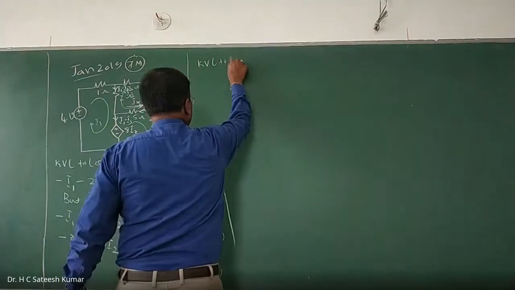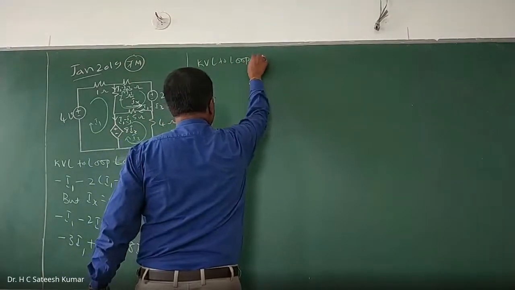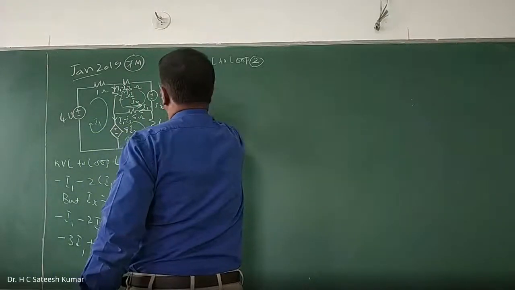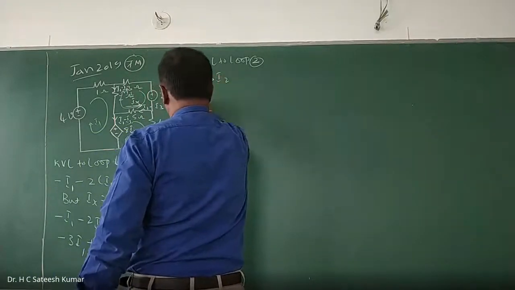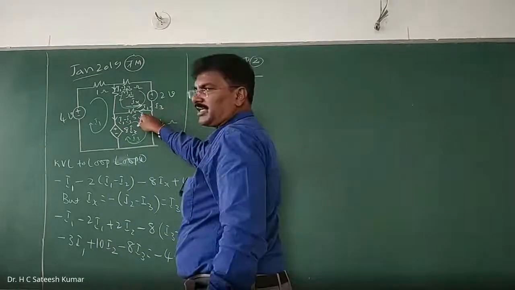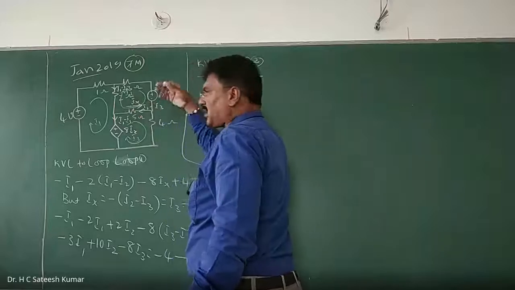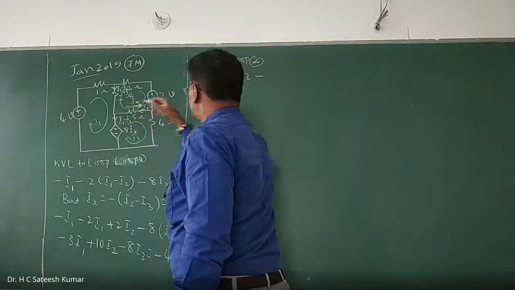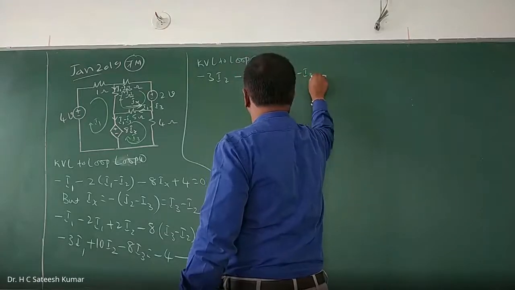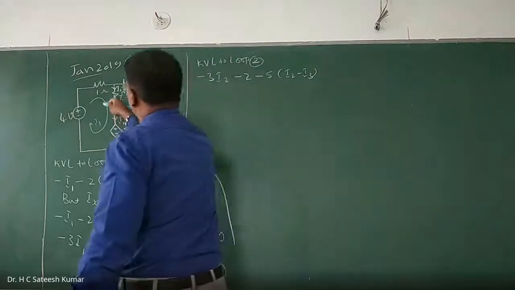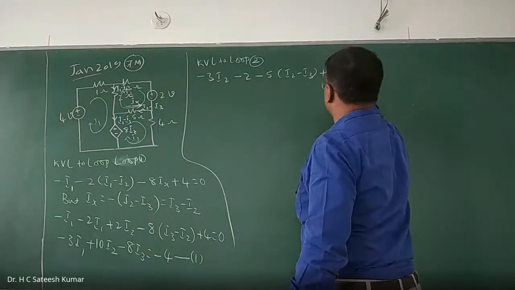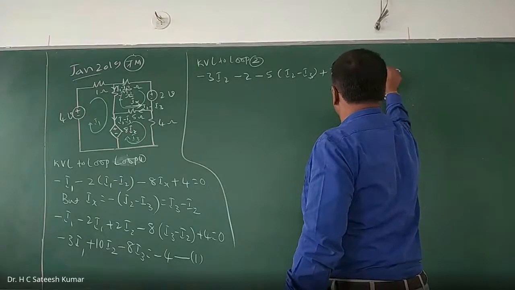KVL to loop 2. Start from this point. Minus 3 into I2, same direction. Minus 2 and minus... So now we have to take this one. Don't take Ix and other things, they are all different. What is this one? Same direction, minus 5 into I2 minus I3. And I am going against, plus 2 into I1 minus I2 is equal to 0.